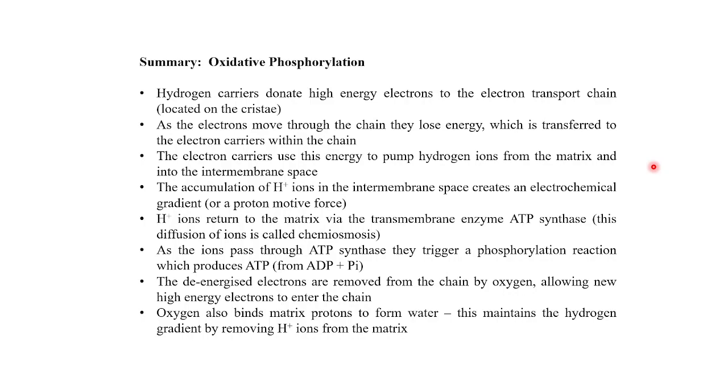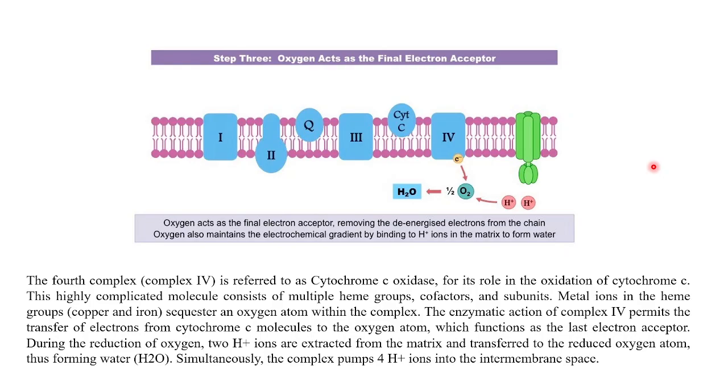It takes de-energized electrons, it takes away some free protons from the matrix, and then it allows the electron transport chain to keep functioning and to keep synthesizing ATP. So this is the exact thing. This is also a really complicated procedure. We have tried to explain it in a very simple manner.